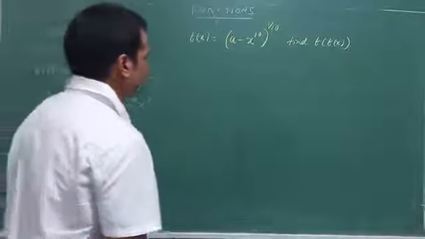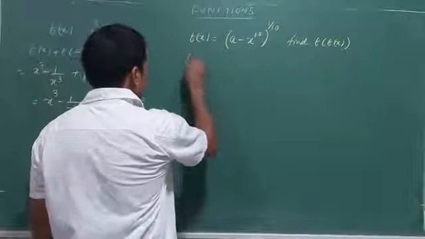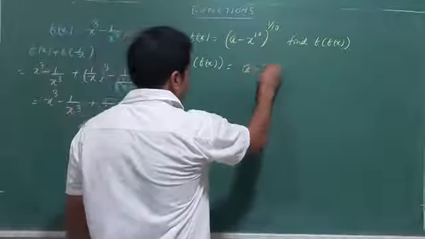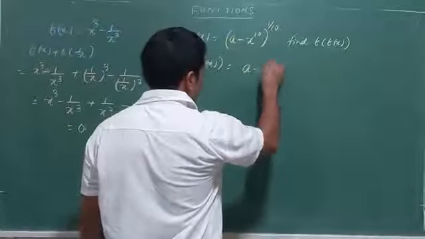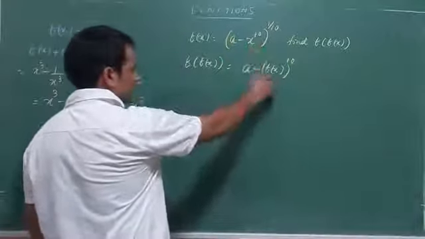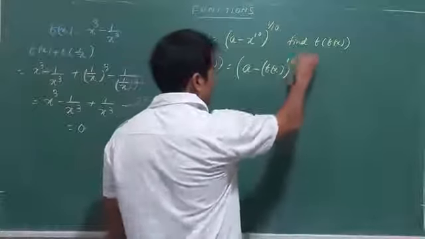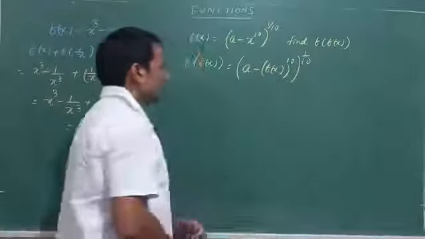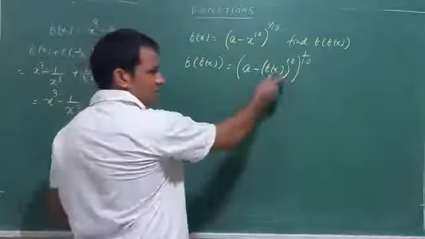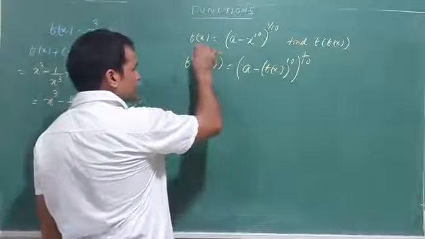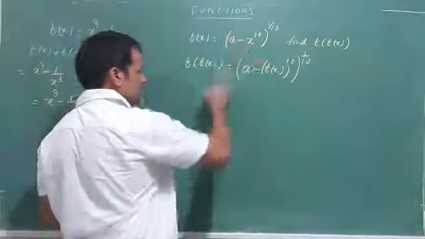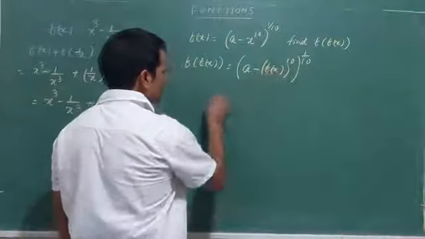Alright, so now I'll write down f of f(x) here: (a − f(x)¹⁰) whole to the power 1/10. Instead of x, I enter f(x). Now I'll replace the original value of f(x), which is (a − x¹⁰)^(1/10), wherever f(x) appears.